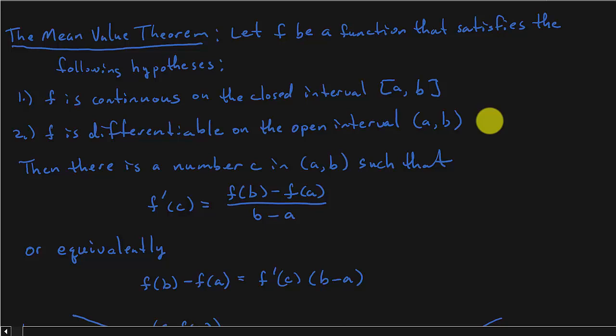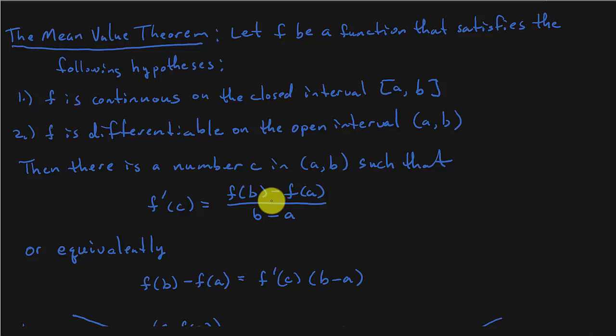Now we recognize that, right? This right here is the slope of a line. Or equivalently, f(b) minus f(a) is equal to f'(c) times (b minus a). All they did is take the b minus a and multiply it over here, so you get f'(c) times (b minus a) is equal to this. All they're doing is taking this equation and solving it for the numerator. So what does that mean?